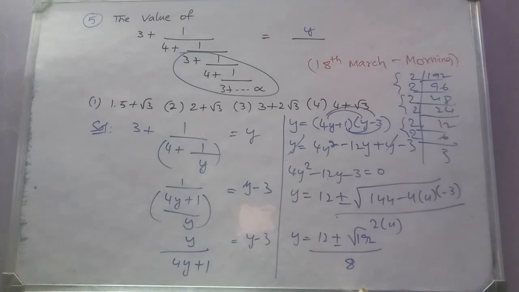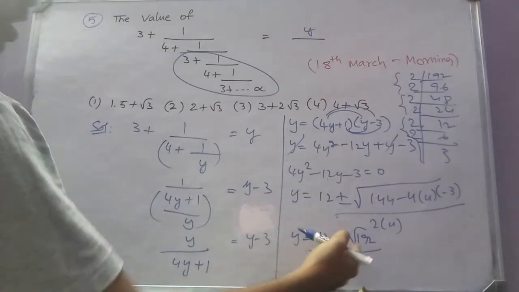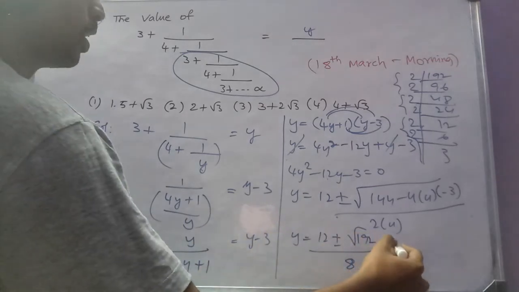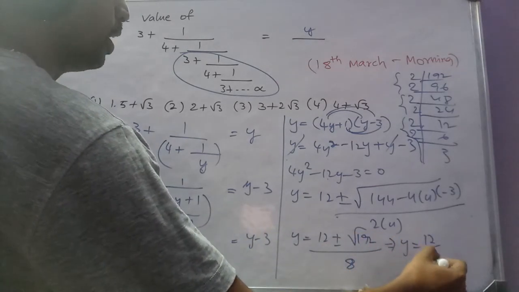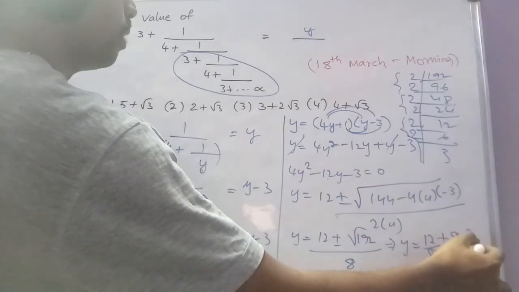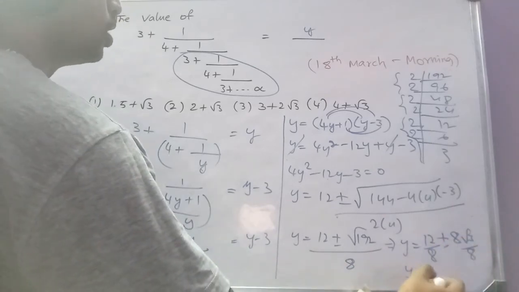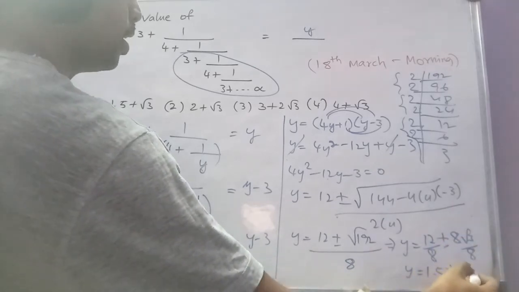Which is nothing but 8 root 3. So root 192 is 8 root 3. So therefore you will get y is equal to 12 by 8 plus or minus 8 root 3 by 8. And therefore your answer is 1.5 plus or minus root 3.